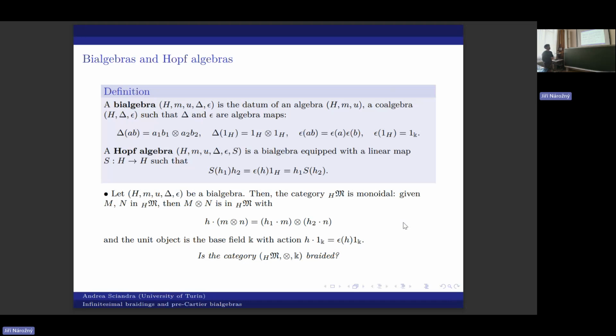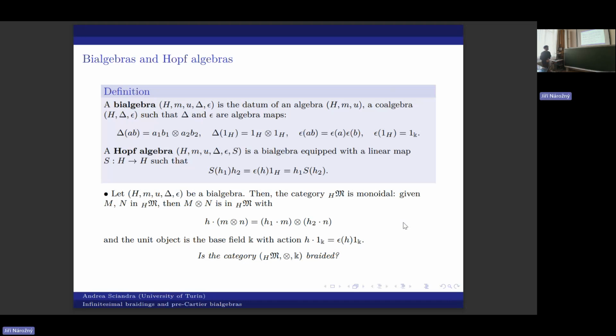So a bialgebra H is just an algebra, with product m and unit u, which is also a coalgebra. So we also have a coproduct delta, which goes in the opposite direction with respect to the multiplication, and the counit from H into the base field, opposite to the unit. This coalgebra must also be coassociative and counital, so we have the dual axioms of the associativity of the product and the unitarity of the product.